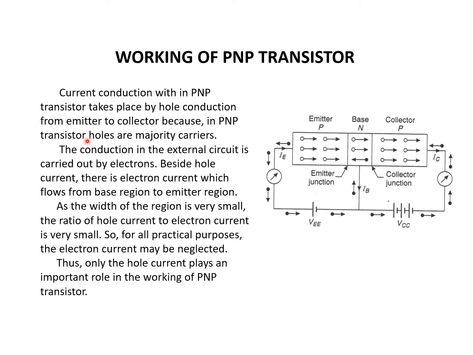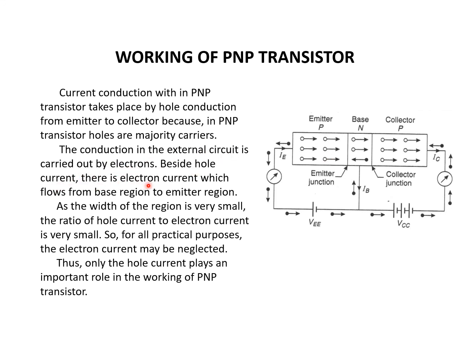Now the current conduction within PNP transistors takes place by hole conduction from emitter to collector, because in PNP transistor the holes are majority charge carriers. Here we can say the conduction in PNP transistor is mainly due to holes but internally only. Externally the electrons are liberated from this junction and they move towards the circuit and cause the current. The conduction in the external circuit is carried out by electrons.